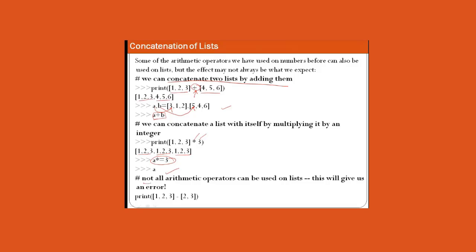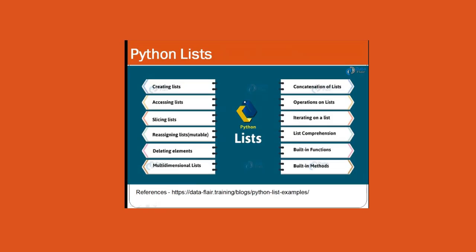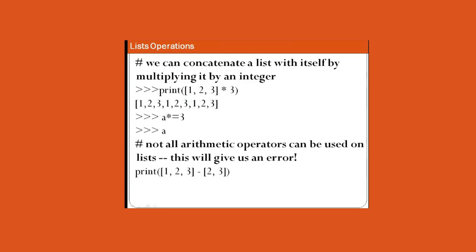Now, not all arithmetic operators can be used on lists. You can see over here the minus operator will not work. It will give you an error. Then we are moving towards operations on lists. So what are the operations that you can do? First, we have seen the concatenation operator, and minus will not work on lists.